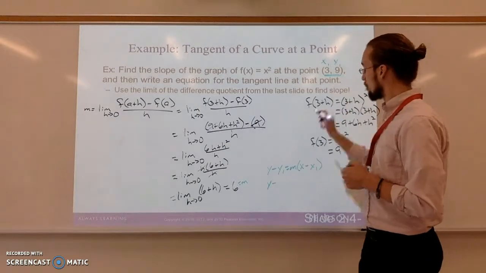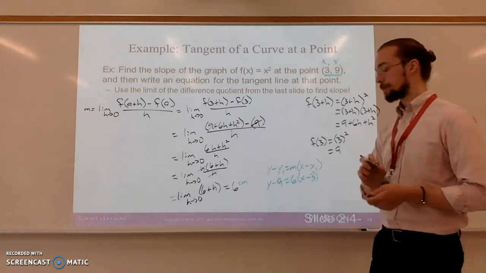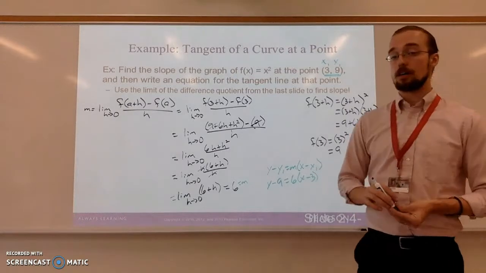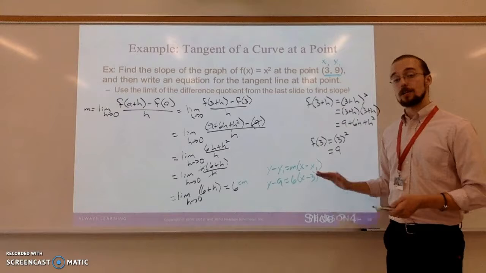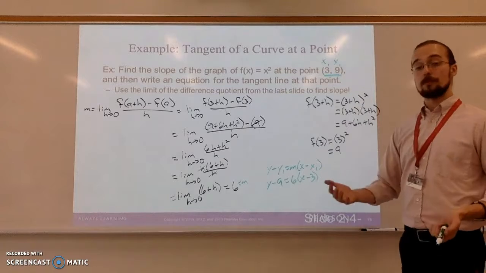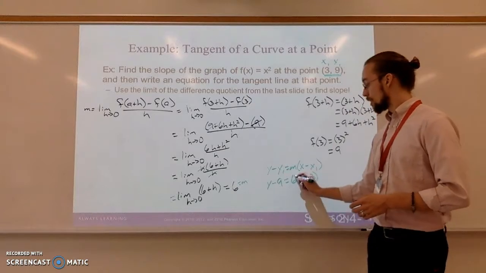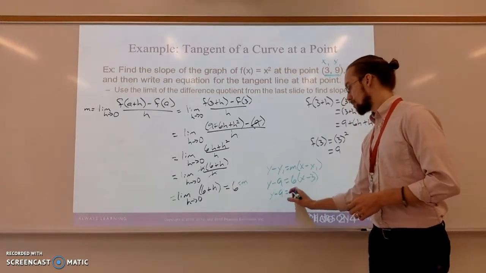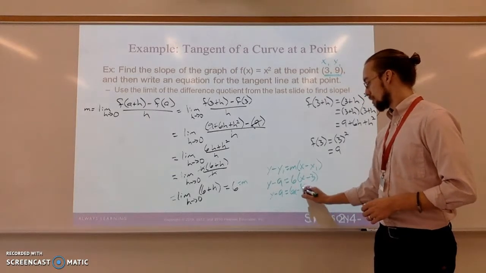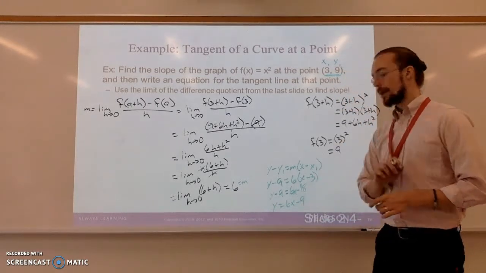So y minus y1, y minus 9 equals 6 times x minus 3. Okay? That is the equation of my tangent line. And also remember, we talked about on the AP test, you can stop there. That is a perfectly acceptable answer. But we do want to be comfortable with putting it into slope-intercept form in case those are the only choices on a multiple choice question, something like that. So I would distribute the 6 through, y minus 9 equals 6x minus 18, add the 9 over, and we get y equals 6x minus 9.